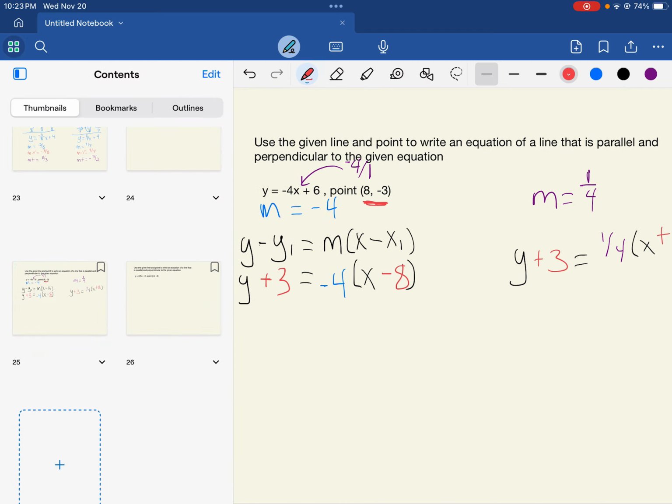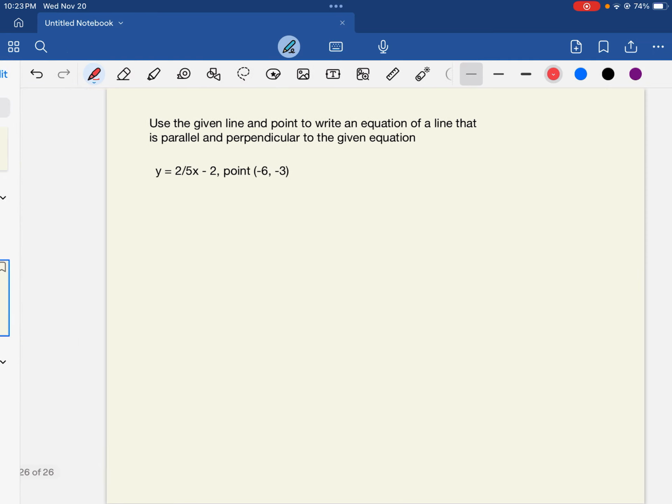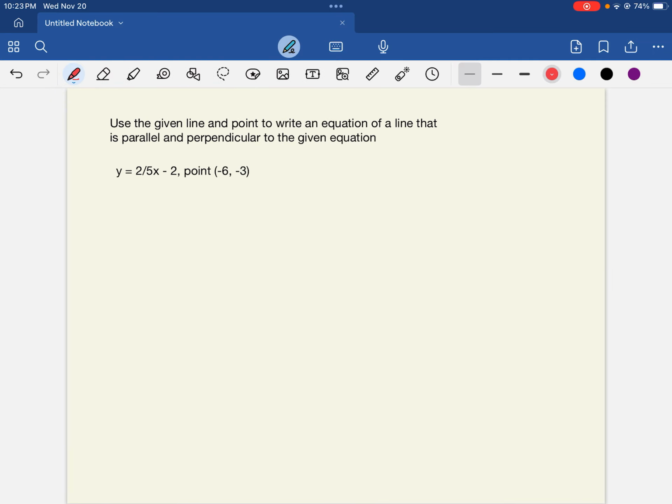I have one more example that I'd like to go through. All I'm doing is going from a whole number slope to a fractional slope. The idea is going to be the same. I identify my slope. For a perpendicular line, I find the opposite reciprocal. And then I'm plugging the coordinate points and the slope into the point slope equation. Could I do this for slope intercept? Yes. However, to find my y-intercept, there'd be extra work there, and we just don't want to do that.